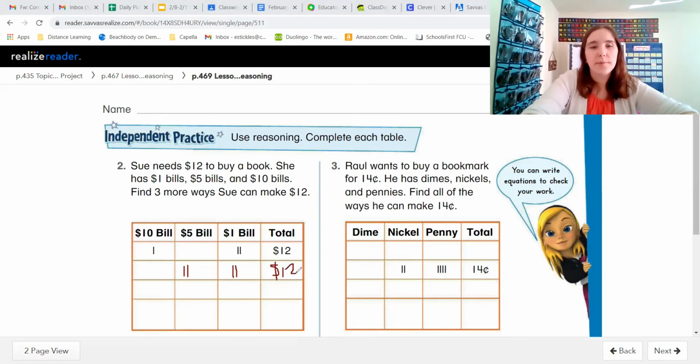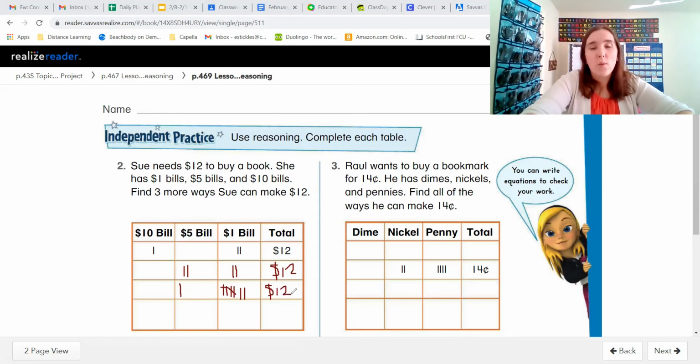Okay, that's another way to do it. Now I'm going to try it with just one $5 bill. So if I'm at $5, how many more dollars do I need to add to get all the way up to 12? What's 5 plus what equals 12? $7, right? So I'm going to do 7 $1 bills. 1, 2, 3, 4, 5, 6, 7. So 1 $5 bill and 7 $1 bills makes $12.